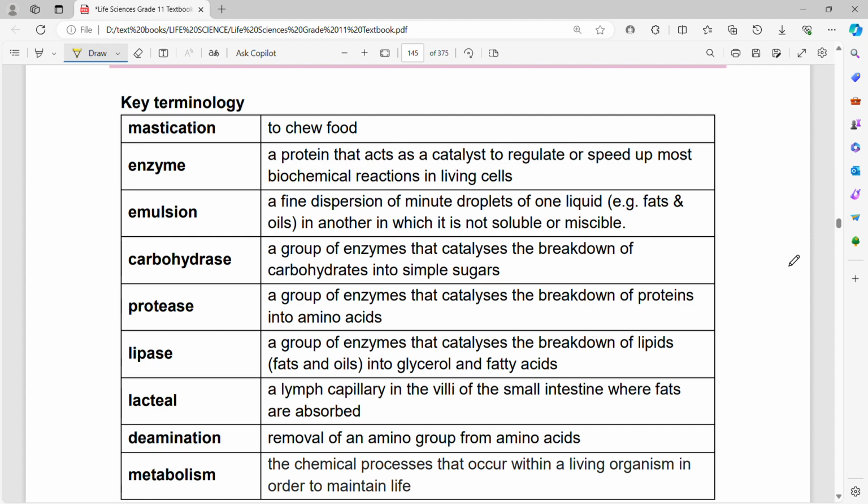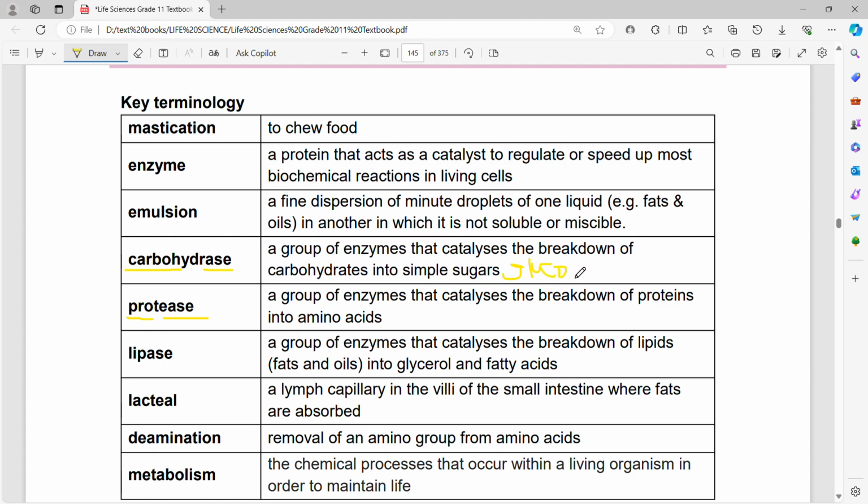Then we have carbohydrase. Ase means to break down. Carbohydrase is an enzyme which will catalyze or break down carbohydrate into simple sugar in the body. Then we have protease. Prot means protein. Protease will break down proteins into amino acids. Carbohydrase will break down carbohydrate into simple sugar, which is glucose.